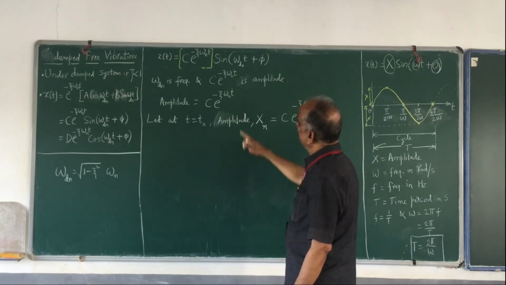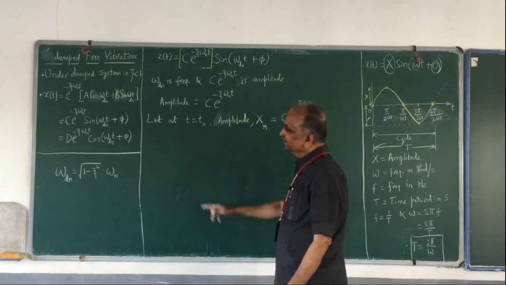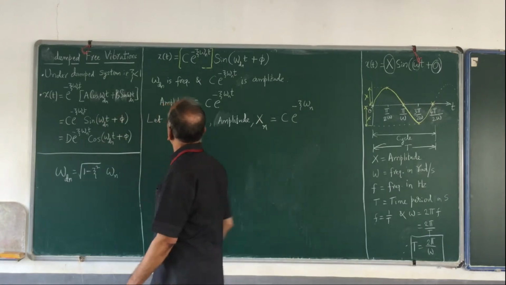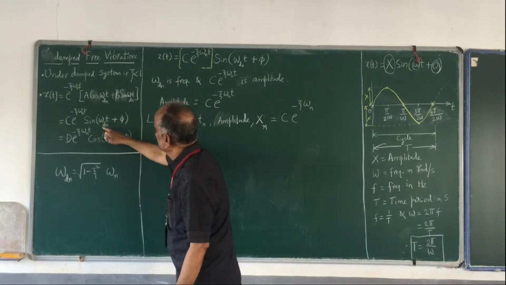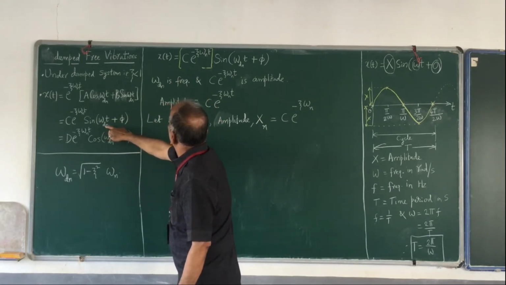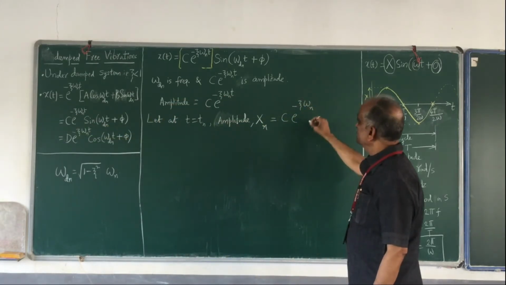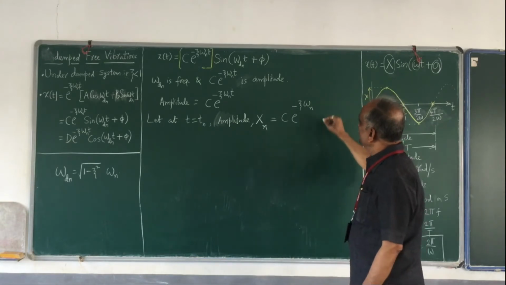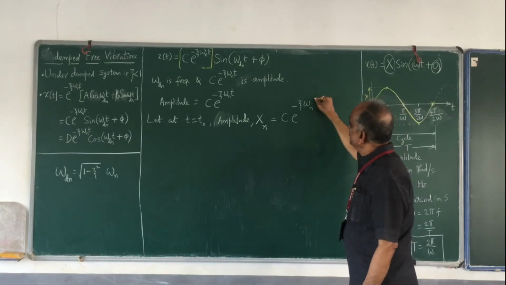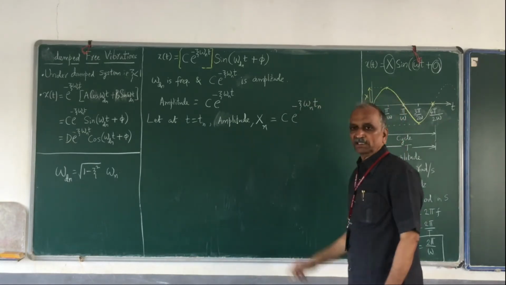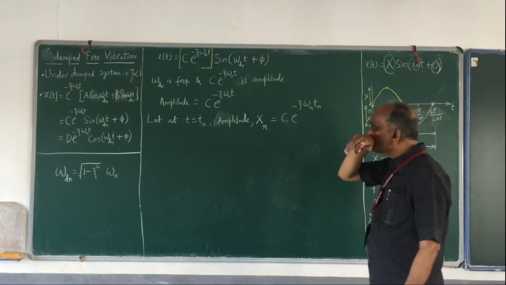Okay, I have made a mistake. Is it omega dn? No, this is right. Minus zeta into omega n into t. What is t? t is tn. So this is the amplitude.